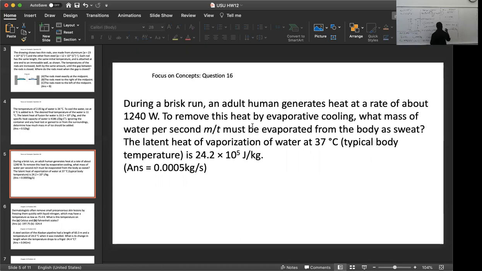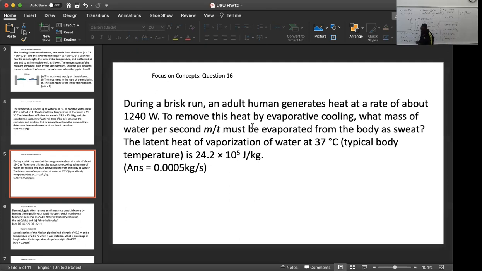So this guy is vaporizing this water. So this joules per second that we have there will be equals mass times latent heat over time. That's it. Energy over time equals 1240. So mass over time times latent heat, 24.2 times 10 to the 5, equals 1240. So what is mass over time? Mass over time just becomes 1240 divided by 24.2 times 10 to the 5.